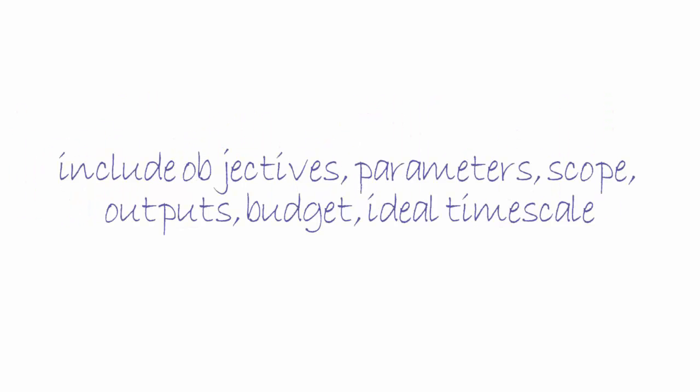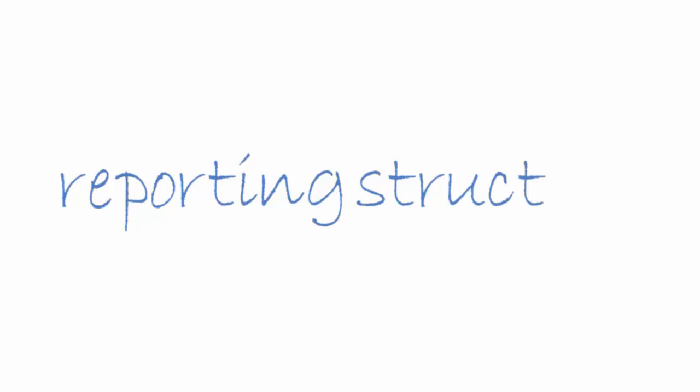The specification should be as detailed as possible and include objectives, parameters and scope, outputs, budget and ideal timescale. The reporting structure will also be defined. This agreement will be the measure of success used to judge the project. The project manager should only be held accountable for matters within their control.